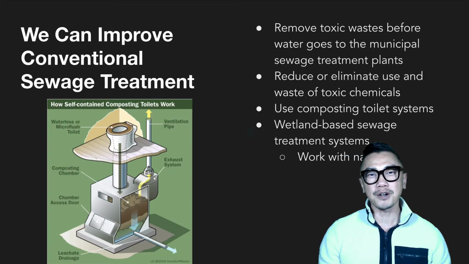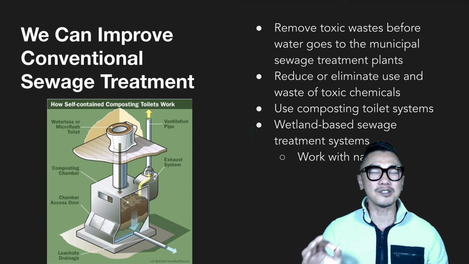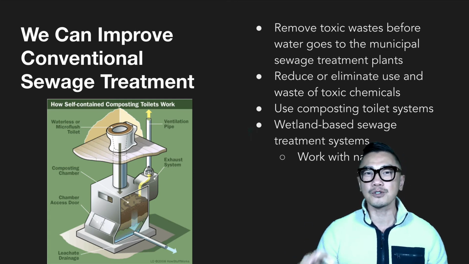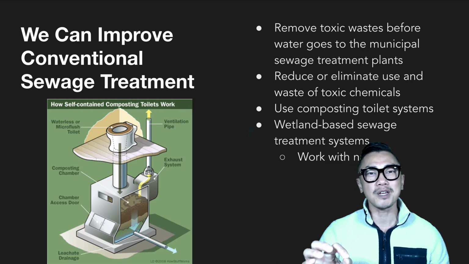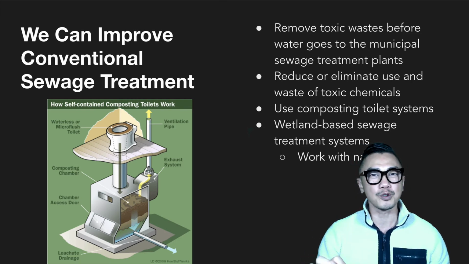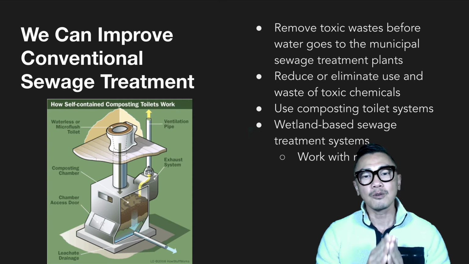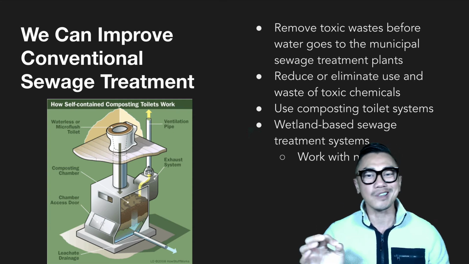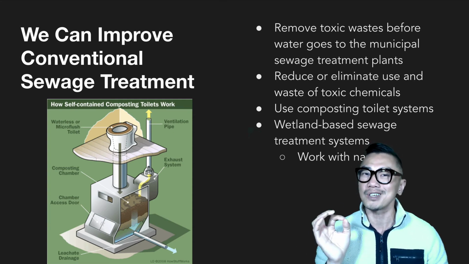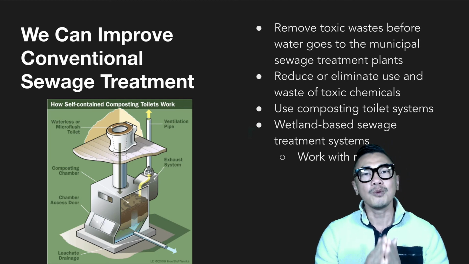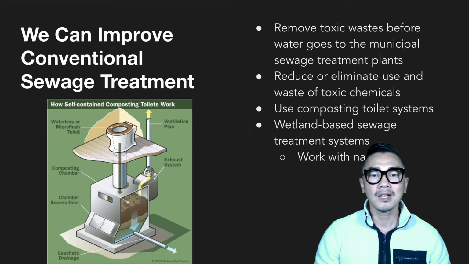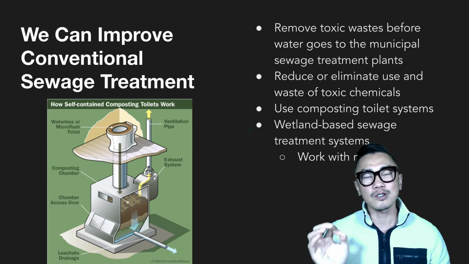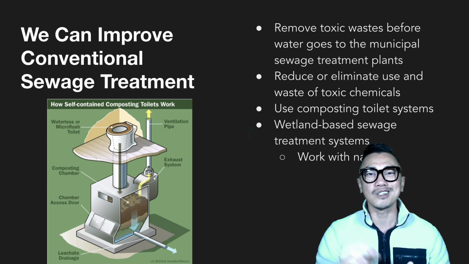Even with wastewater and sewage treatment plants, we can continue to improve conventional sewage treatment. We can remove toxic waste before they make their way into municipal sewage treatment plants. We can reduce or eliminate use and waste of toxic chemicals in the first place. We can use composting toilet systems like the one shown on this slide. And we can use wetland-based sewage treatment systems that use nature and the environment to treat wastewater.